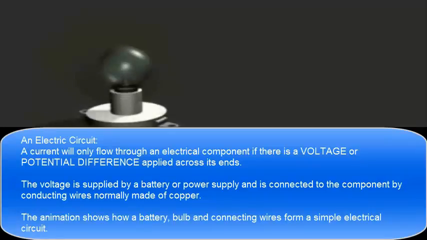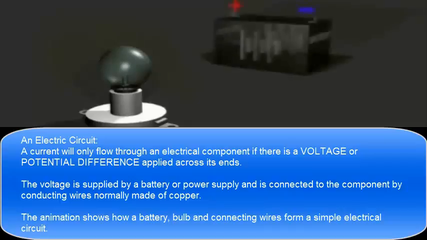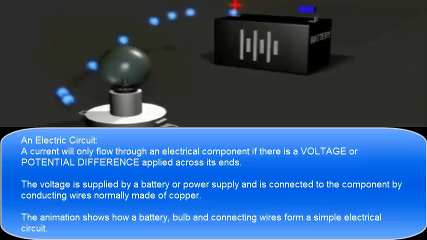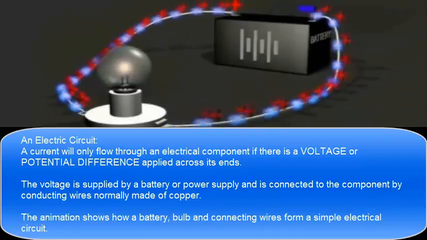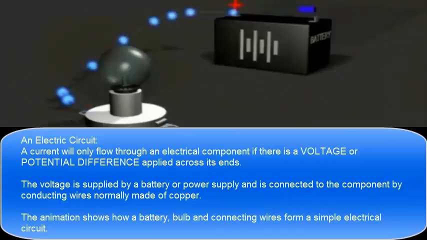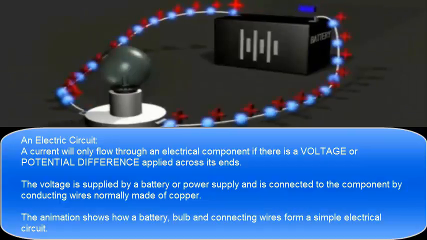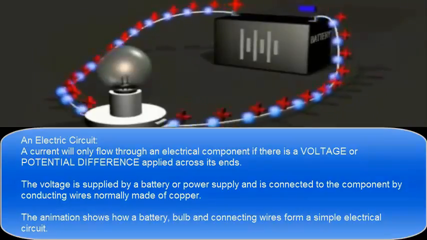An electric circuit. A current will only flow through an electrical component if there is a voltage or potential difference applied across its ends. The voltage is supplied by a battery or power supply and is connected to the component by conducting wires, normally made of copper. The animation shows how a battery, bulb and connecting wires form a simple electrical circuit.